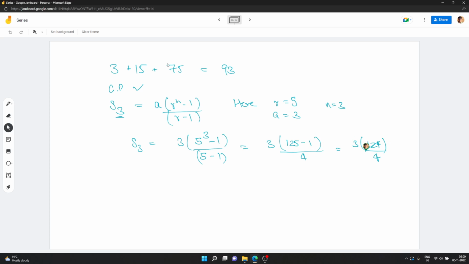Let's try to simplify it. This is 62, this is 2, and then you have 31. So you have finally 3 into 31, which is 93, which is exactly the same as what we should have gotten, right? So I'll give you some more questions in the worksheet, but for now this much is enough. For the sum, let's move on to the next topic, which is the sum of an infinite series.